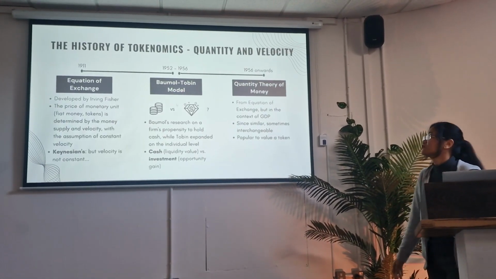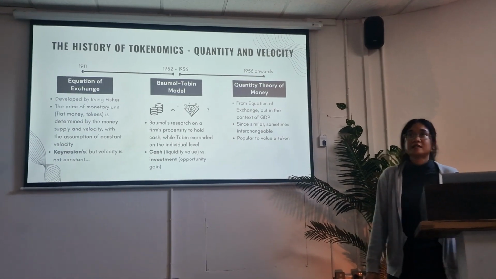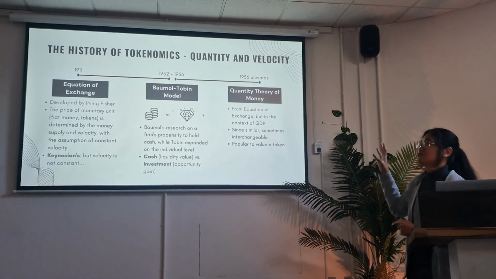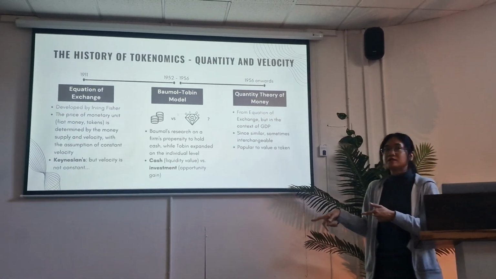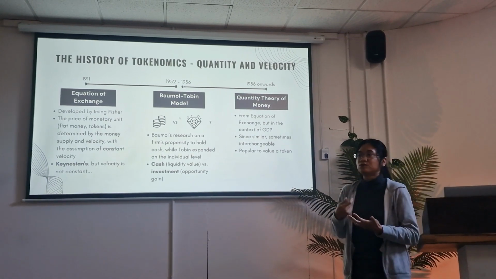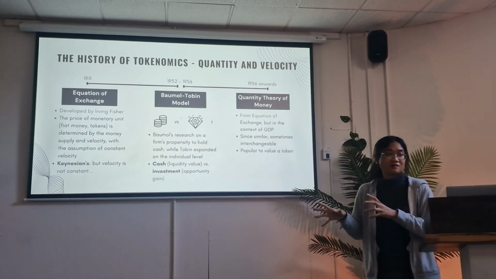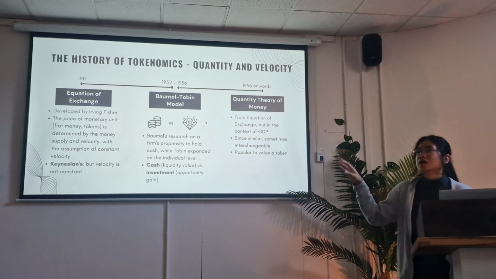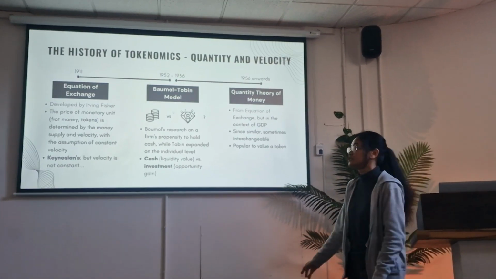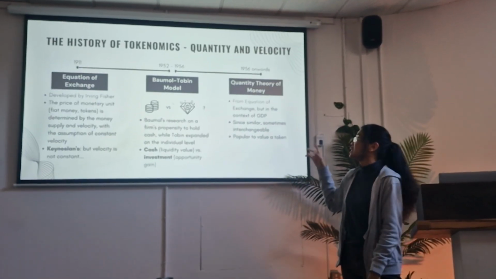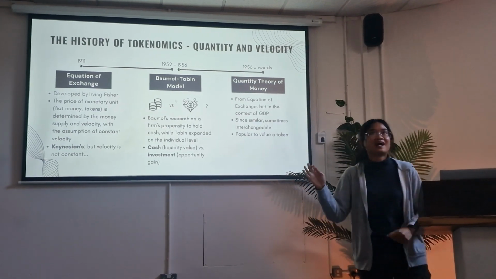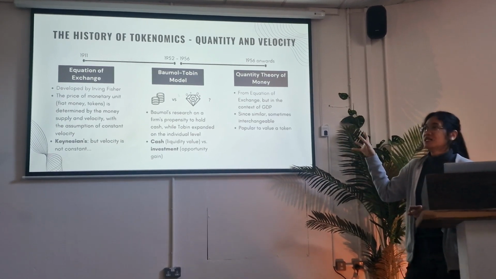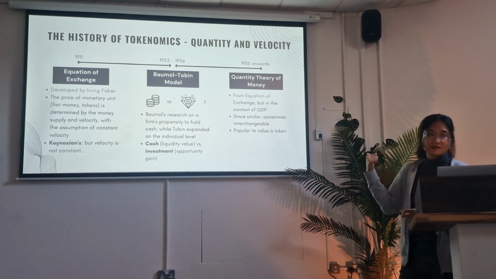So, the history of tokenomics. If we study economics and tokenomics itself, tokenomics is a portmanteau of token and economics. So it is the economics to study or value the economy of the token. The history actually didn't have anything to do with blockchain at all. It began with the equation of exchange, which was proposed by Irving Fisher in 1911 in his book. I forgot the title of the book, but it's very popular. The equation of exchange, which we are going to see later.